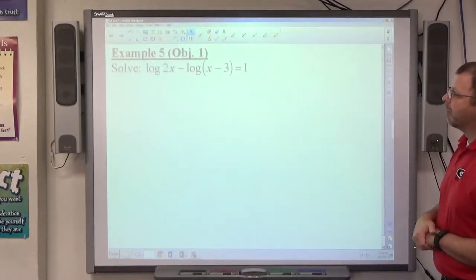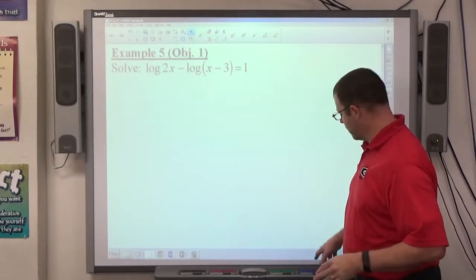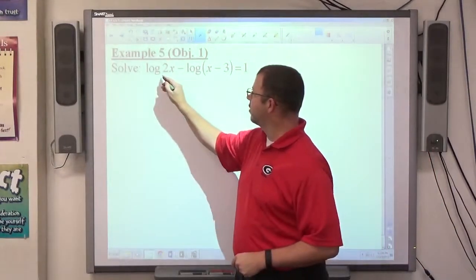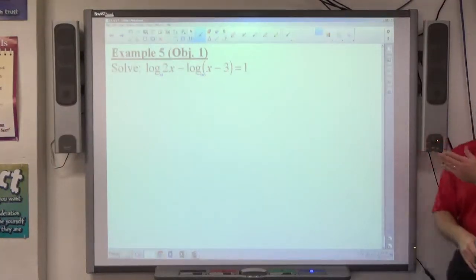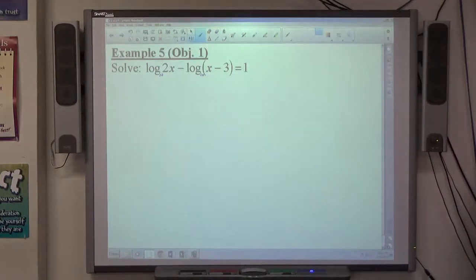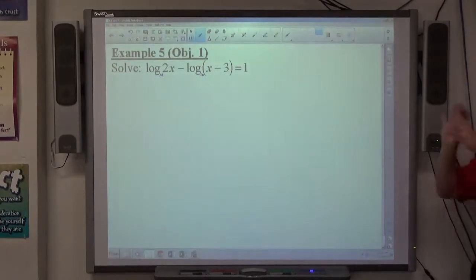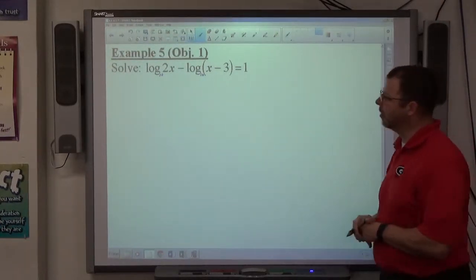So in this case, example 5, log of 2x minus log of x minus 3 equals 1. All right, the logs are base 10, understood, right? If everything's log, it doesn't matter what the base is, as long as it's the same, which it will be. But if log equals a number, or if some log stuff equals a number, you do have to have that base that you want to look at. So I would write a base 10 personally.